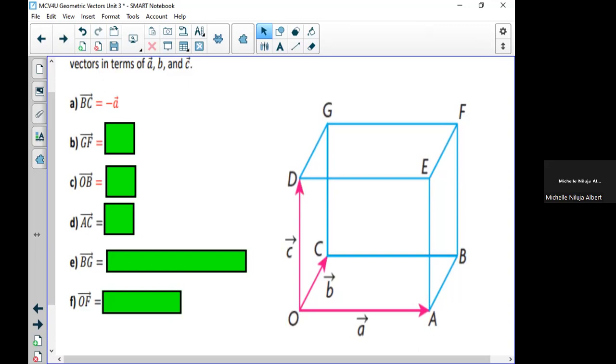So you're trying to write everything in terms of vectors A, B, and C. I don't want vertices, I want A, B, and C, everything in terms of A, B, and C. Did anyone get anything different for A? Just curious.